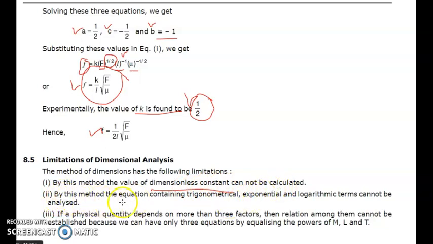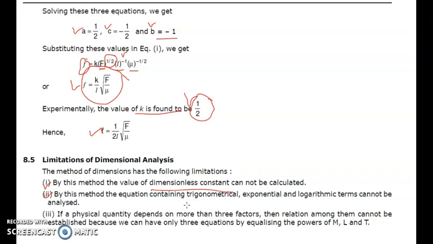By this method, equations containing trigonometrical, exponential and logarithmic terms cannot be analyzed, because such variables do not have any dimensions, or the dimensions of such variables cannot be calculated basically. That is why it is written that by this method, equations containing trigonometric, exponential and logarithmic terms cannot be analyzed.